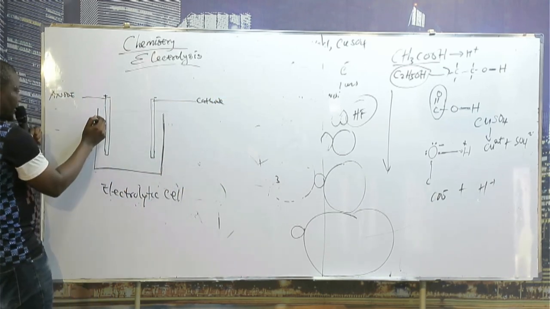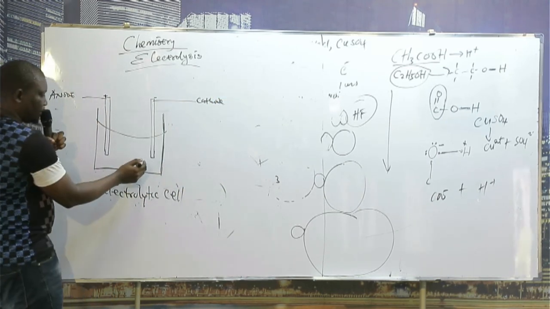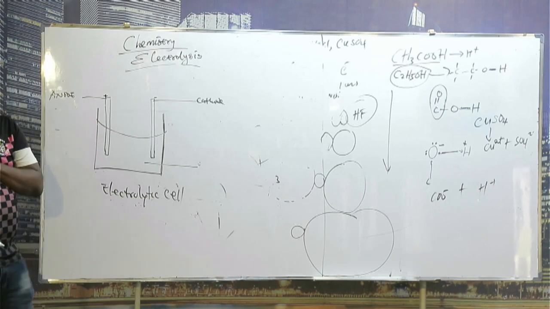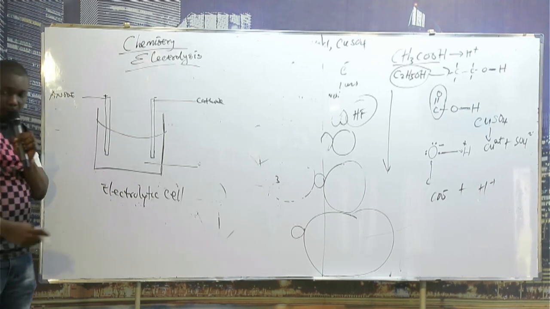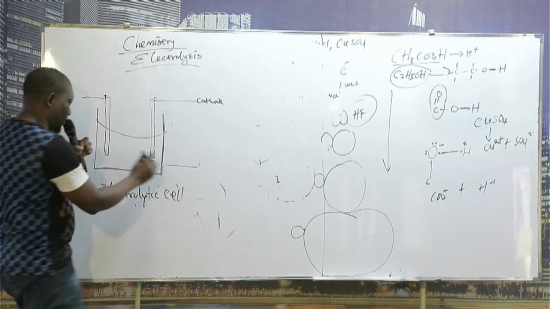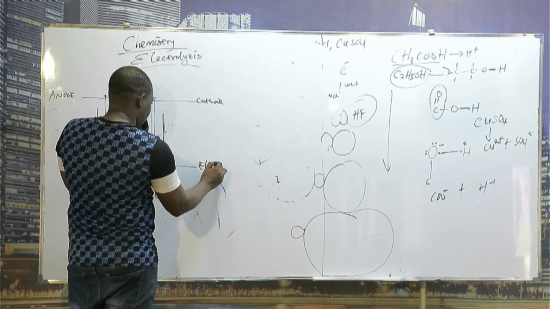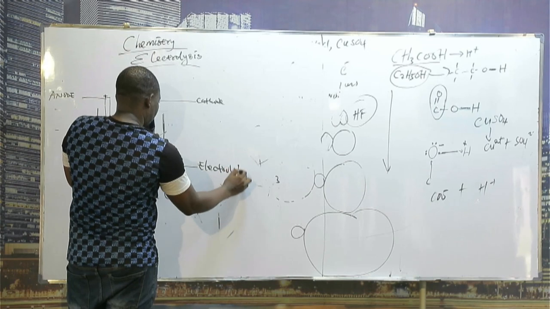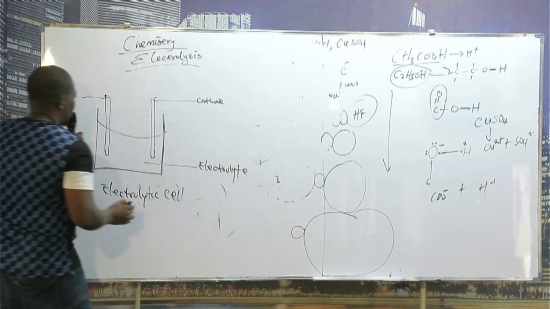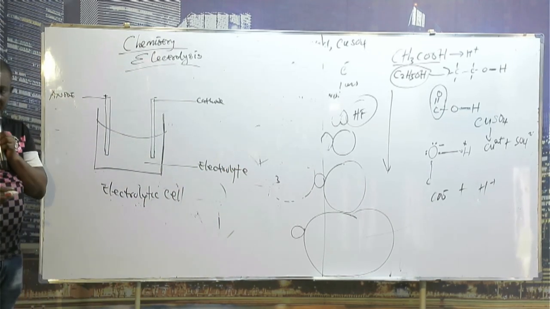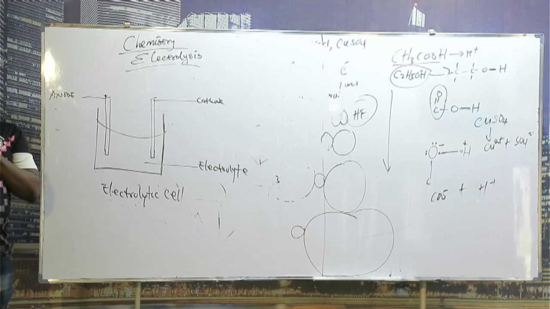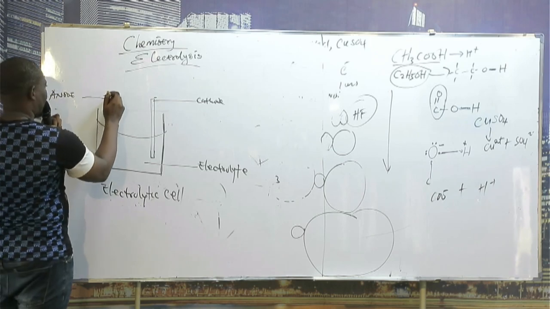What do I put inside here? Electrolytes. Those compounds that, when they are in solution, dissociate. You put them here. So let's write electrolytes. Then I have to put a source where direct current will flow in. So I put the cell like this.